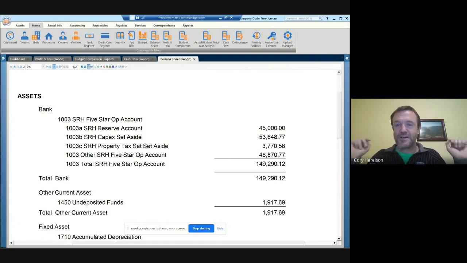It makes it super easy. It's automated, and then you never have to worry about, oh shoot, the property taxes are due again. Hope that helped.